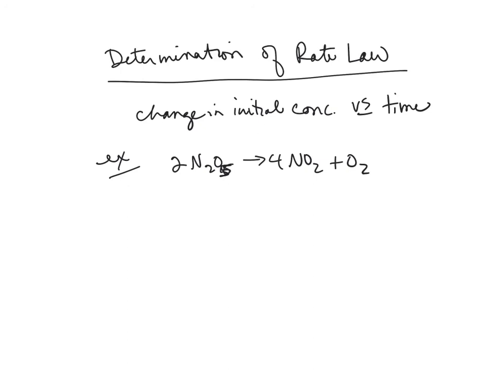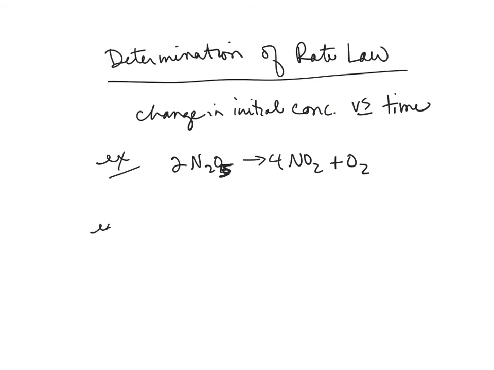And the rule here is that the number of experiments that you have to do to get the order is going to be equal to the number of reactant species plus 1. So if we have one molecule on the left, N2O5, we're going to have to do 2 experiments in order to figure out the rate law.